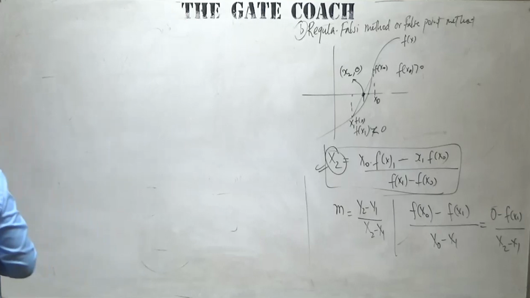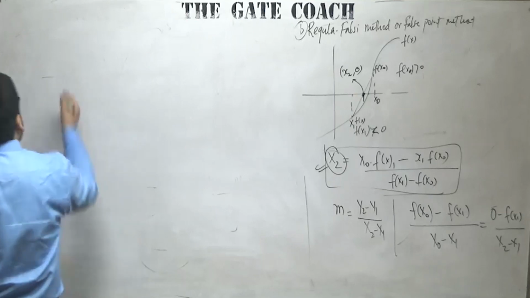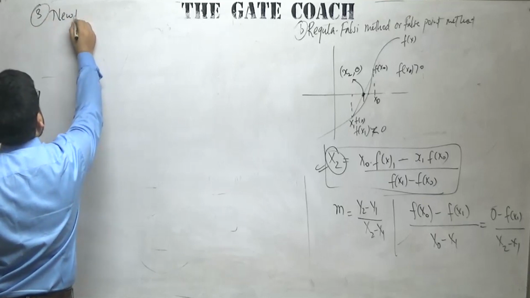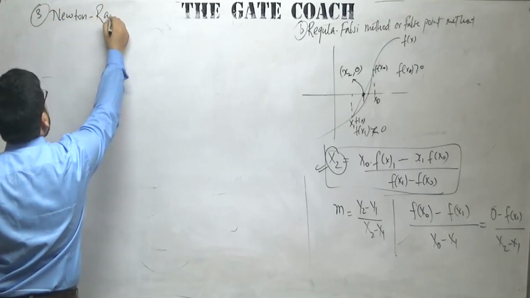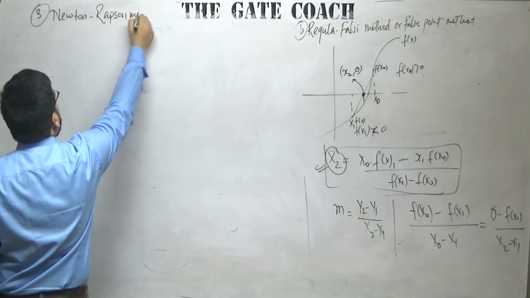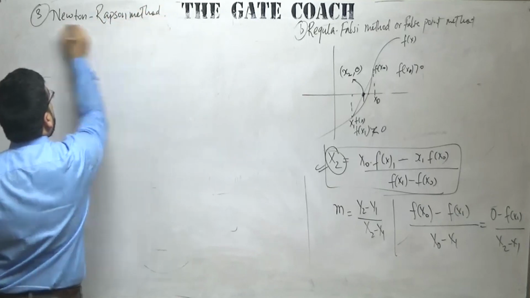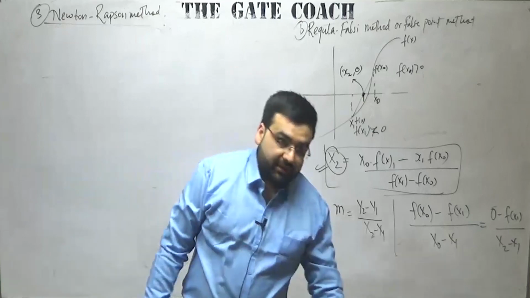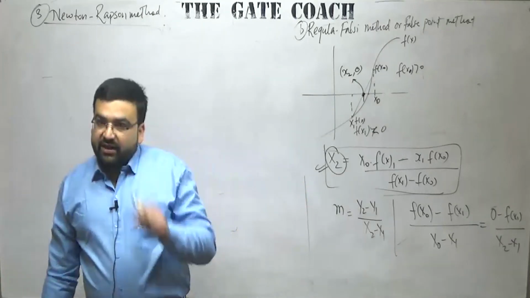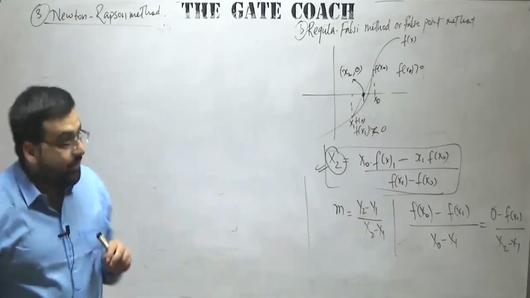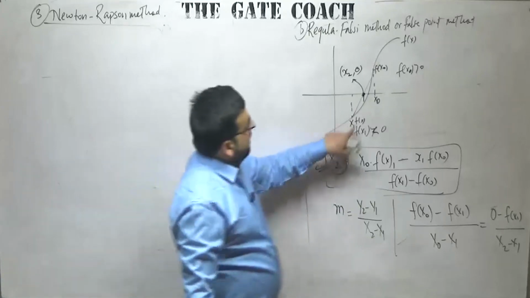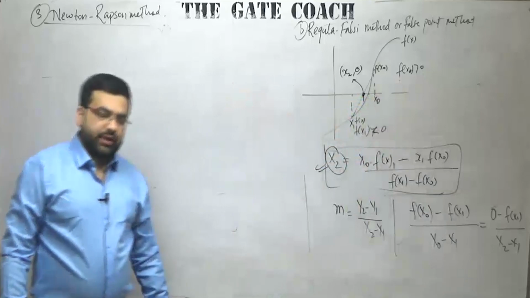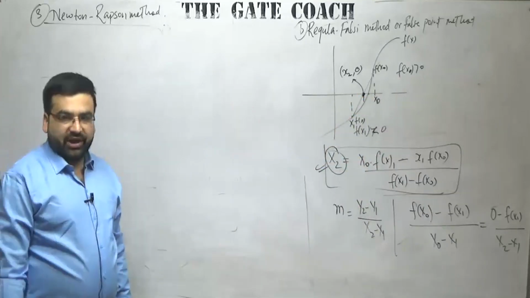So, the next method is the Newton-Raphson method. It is also just like the regula falsi method. The only thing is that in regula falsi method, we need 2 points, x1 and x0, initially. In Newton's method, we do not need two points. Just get 1 point.